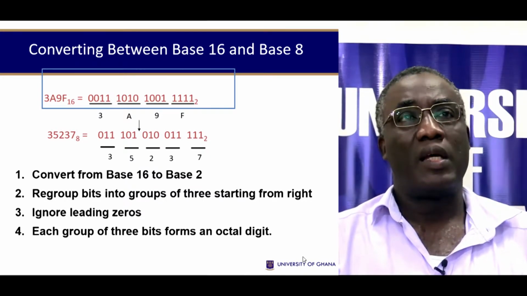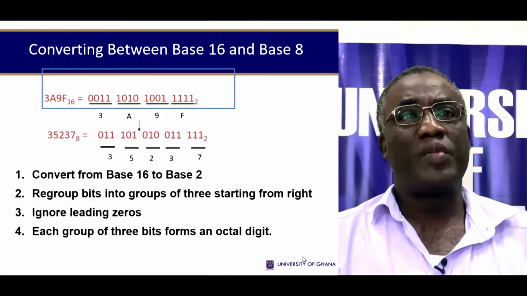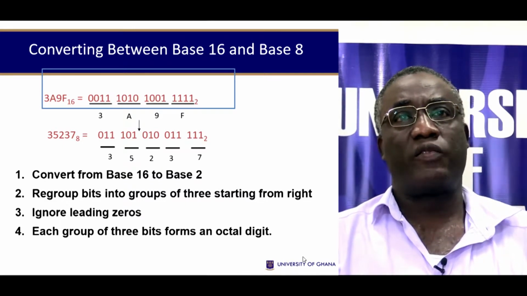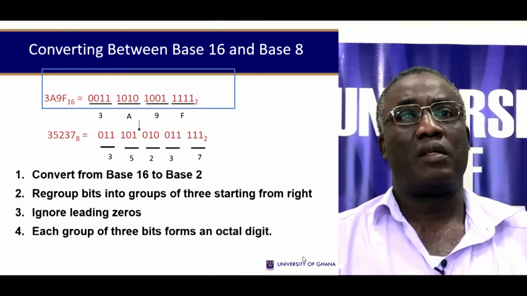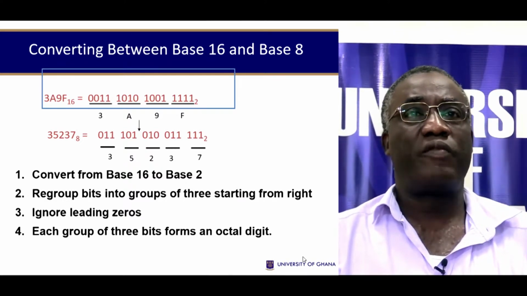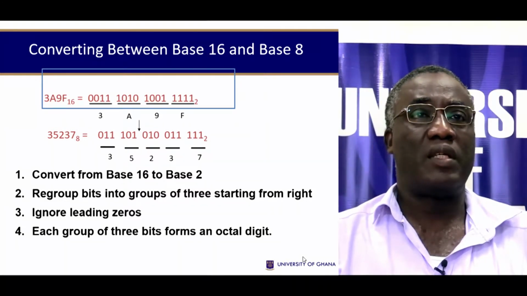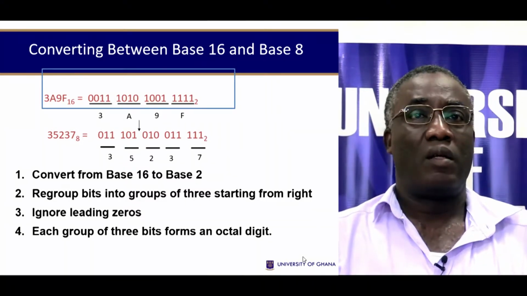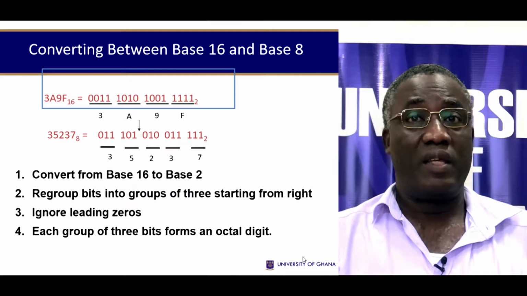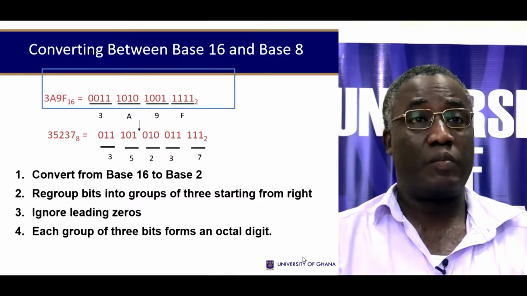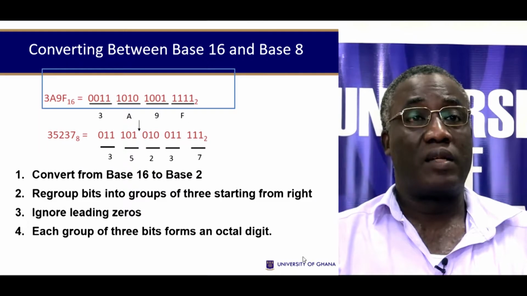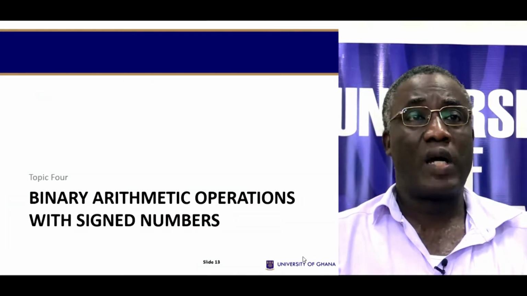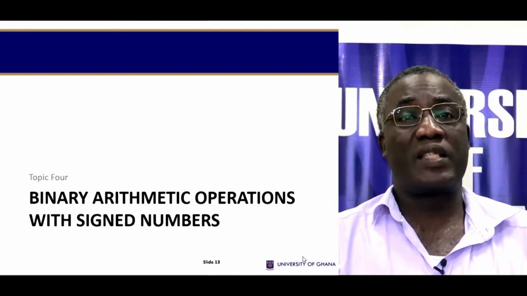Convert the hexadecimal number into binary, right? Once you've converted into binary, group them into 3s, starting from the least significant bit. And then once you've done that into groups of 3, you convert them into base 8. So convert from base 16 to base 2, regroup the bits into groups of 3, starting from the rightmost, that's the least significant bit, and then you ignore any other leading zeros.